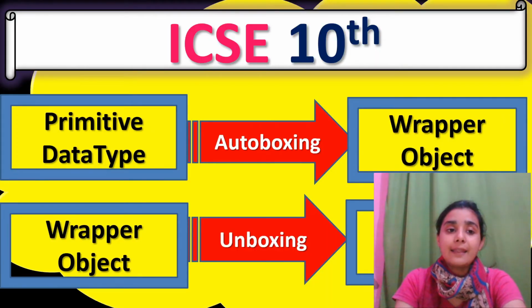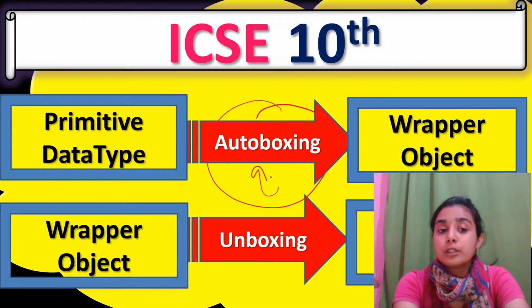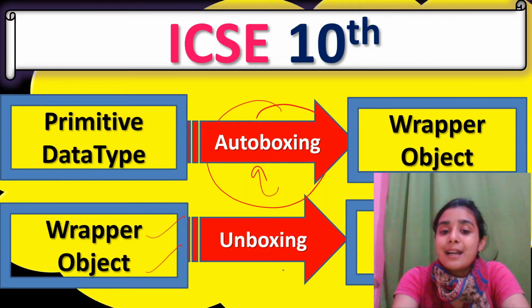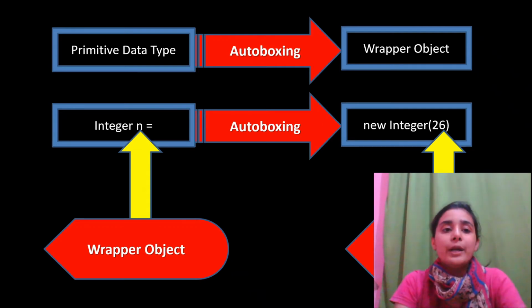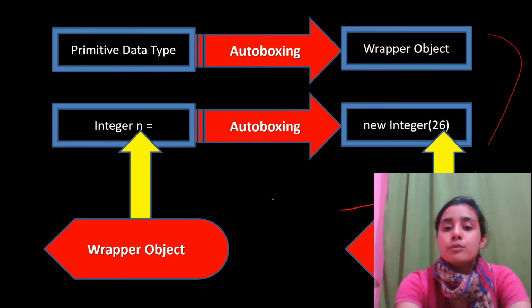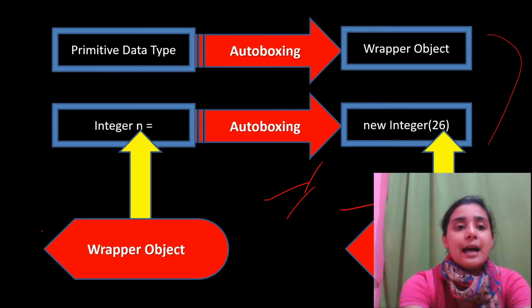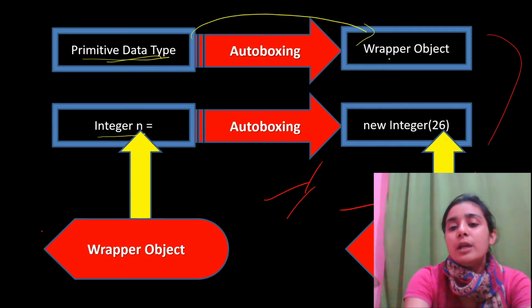If I say primitive data type into the wrapper object, that is autoboxing. If I say the wrapper class object into the primitive data type, that is called unboxing. Let's do it practically. Here is a diagram that will help you understand the basic meaning. This is my primitive data type, converting it into the wrapper object.